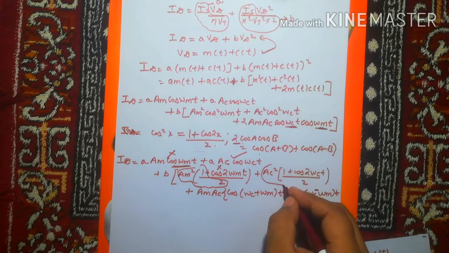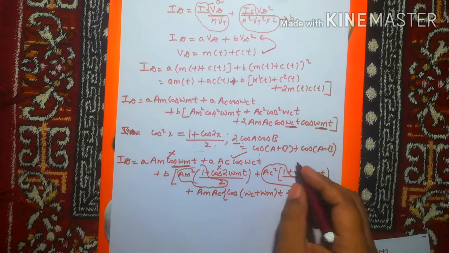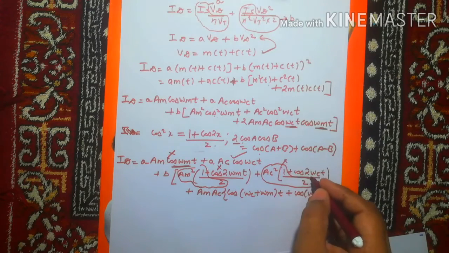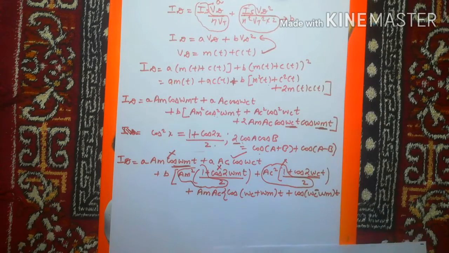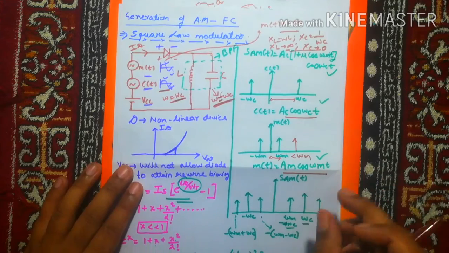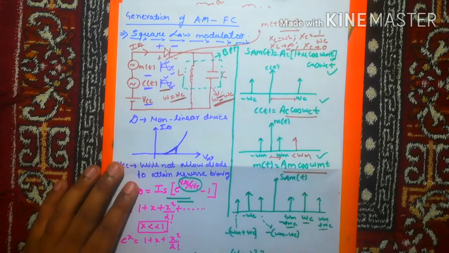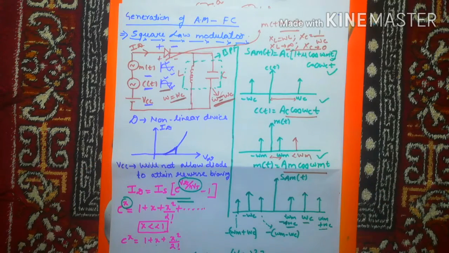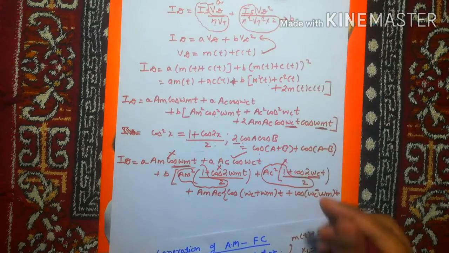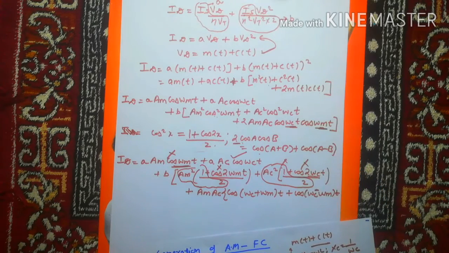Does Ac square upon 2 get passed through? No, because this is also a DC term. Does cos 2 omega ct get passed through or not? Let us see here. We are passing a frequency nearer to omega c, but 2 omega c is so much larger than omega c, so this term also gets neglected by the band pass filter.